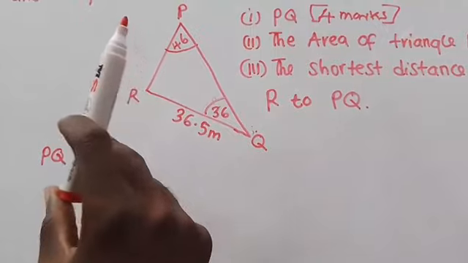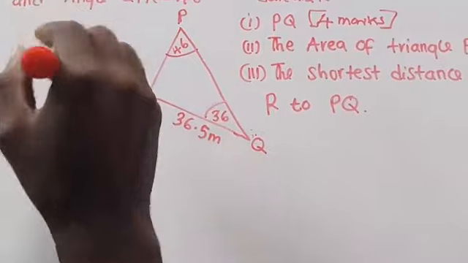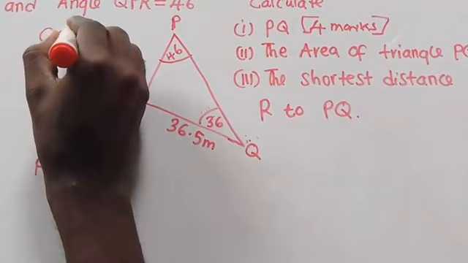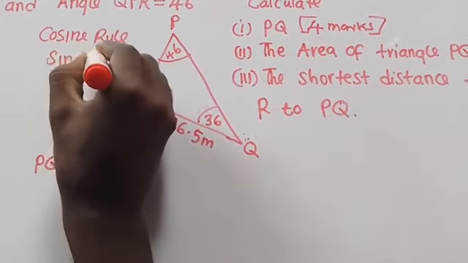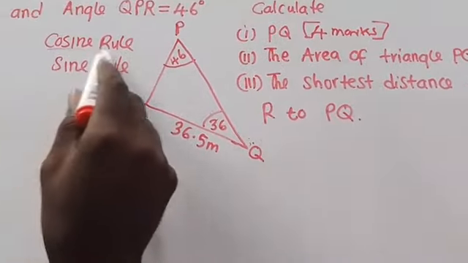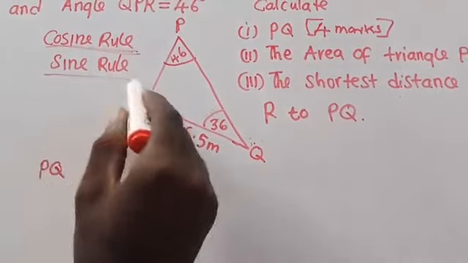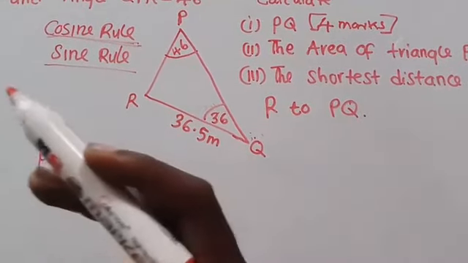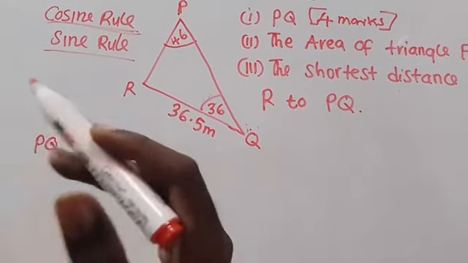So under trigonometry, we've got 2 laws. We've got the sine law and the cosine law. These are the 2 things that you need to understand. So how can you know that in this question you are supposed to use the cosine law, and how can you know that you're supposed to use the sine law?